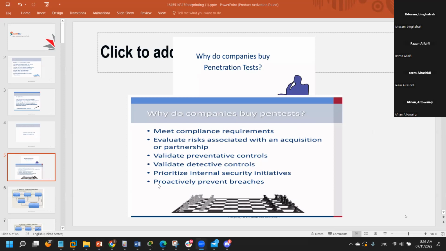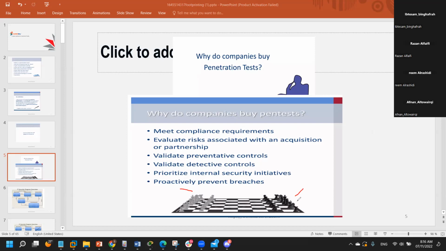So again here, guys, if you can see, we are trying to proactively, this word is very important in security, proactively prevent breaches. Why is he just giving these two armies over here? Because you don't want to check your defenses.